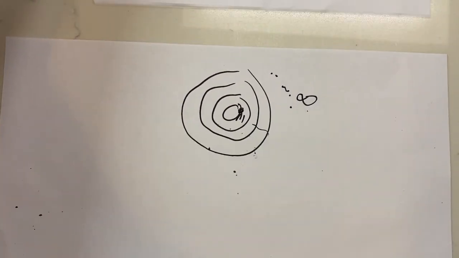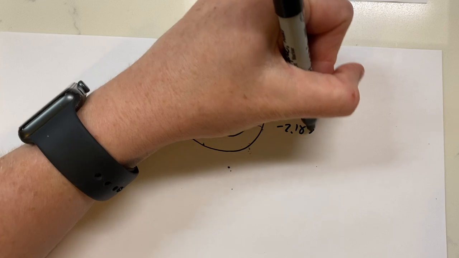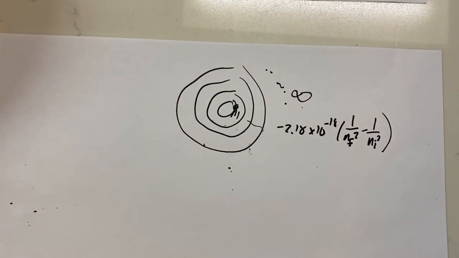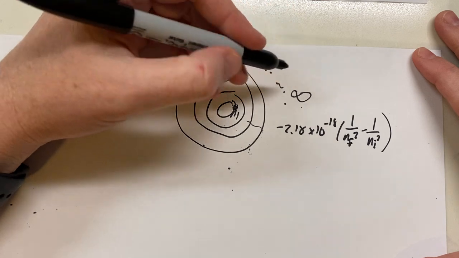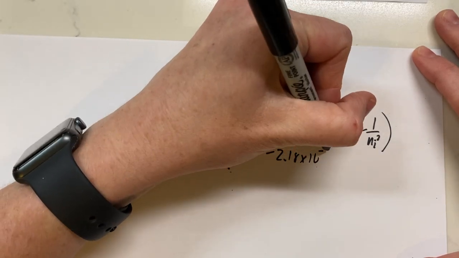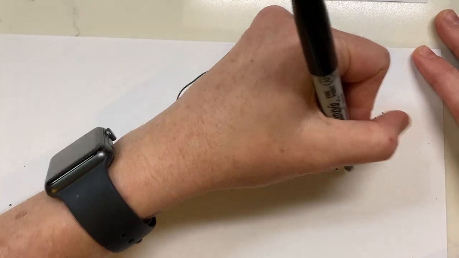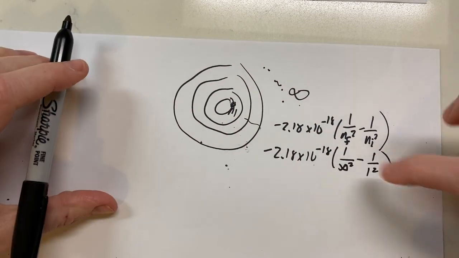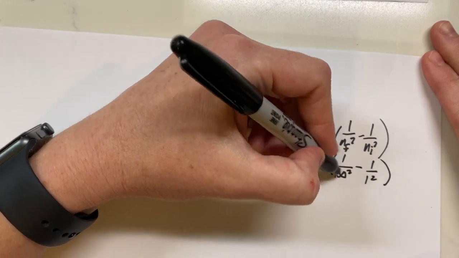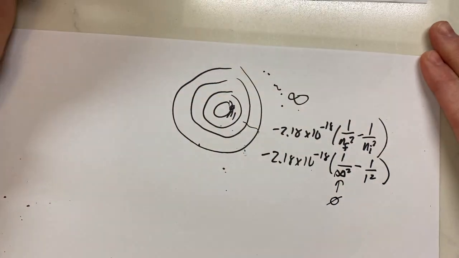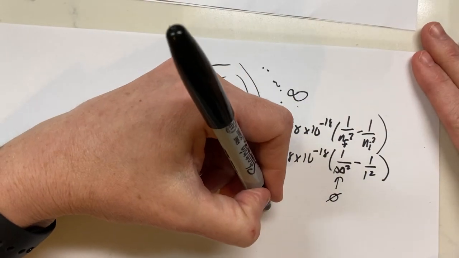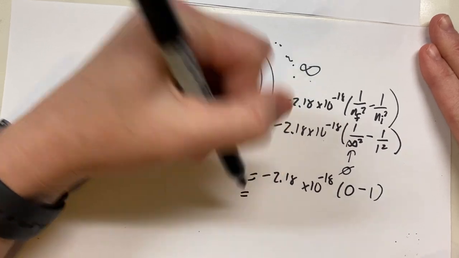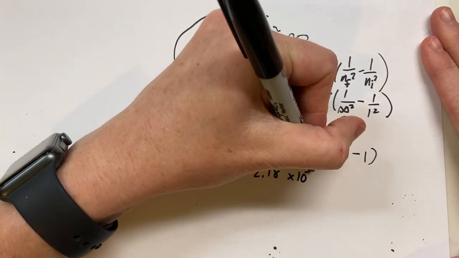Well, let's use our master equation to figure that out. You have negative 2.18 times 10 to the negative 18 times 1 over n final squared minus 1 over n initial squared. For this electron going from 1 to infinity, that's negative 2.18 times 10 to the negative 18 times 1 over infinity squared, minus 1 over 1 squared. 1 over infinity squared is essentially 0, as the bottom number gets bigger and bigger. So we have negative 2.18 times 10 to the negative 18 times 0 minus 1, which equals 2.18 times 10 to the negative 18 joules.